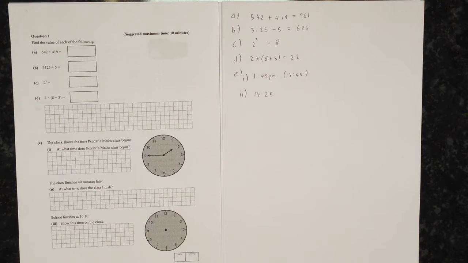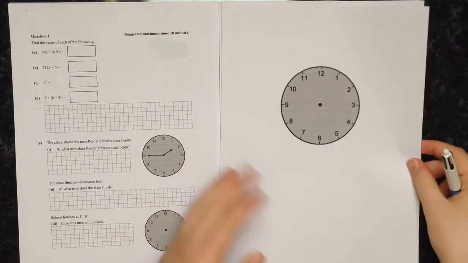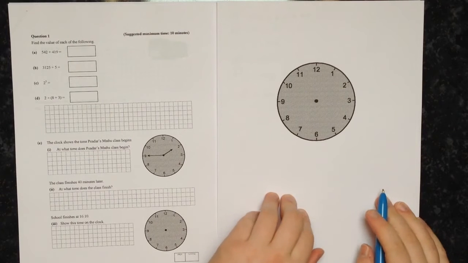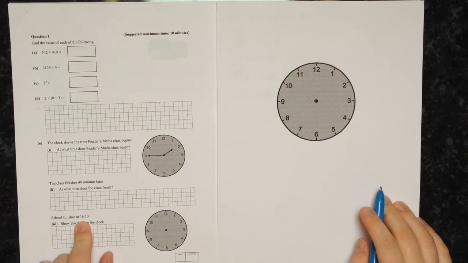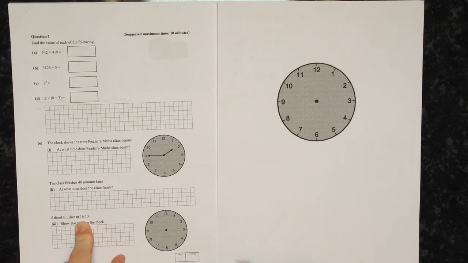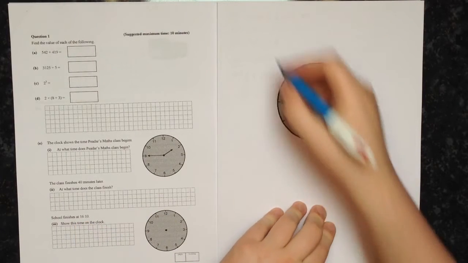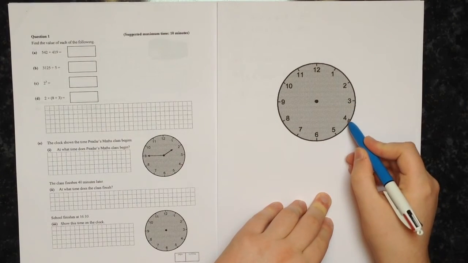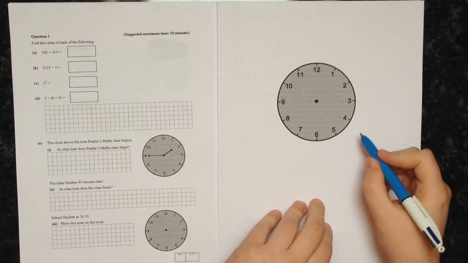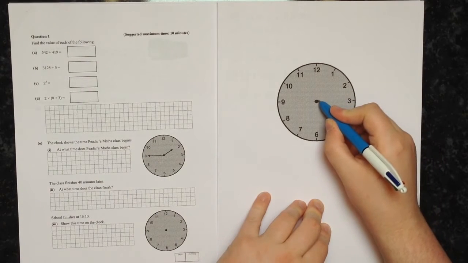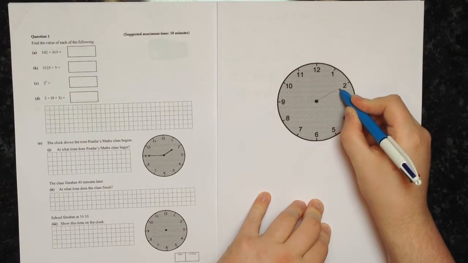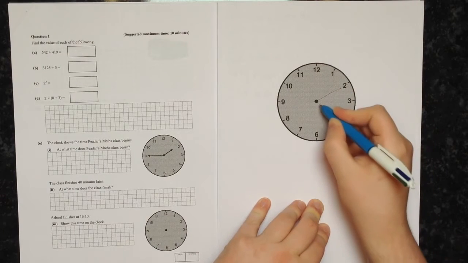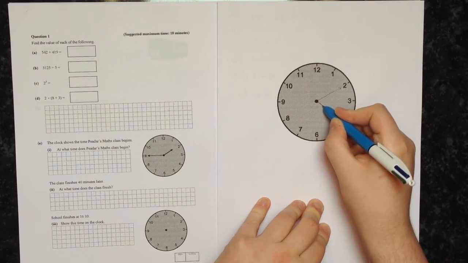It then says school finishes at 16:10. Show this time on the clock. So we've got a clock face here. We want to show 16:10. Now to do that, we have to convert this into a 12-hour format. So 16 minus 12, that leaves 4. So the hour is going to be 4 o'clock. And 10 is 10 minutes. So that's the number 2. So the minute hand is going to be pointing to the 2, and the hour hand is going to be pointing to the 4.